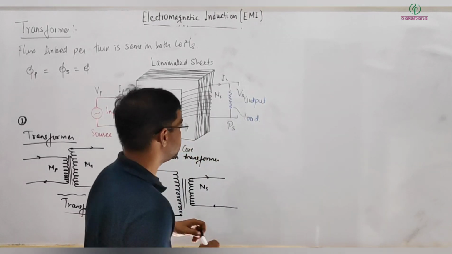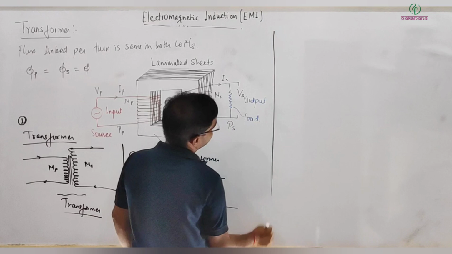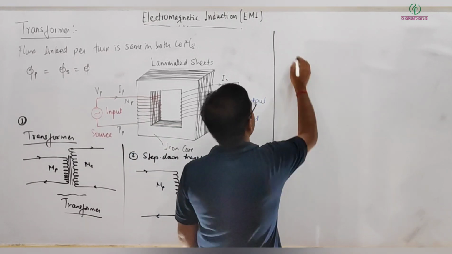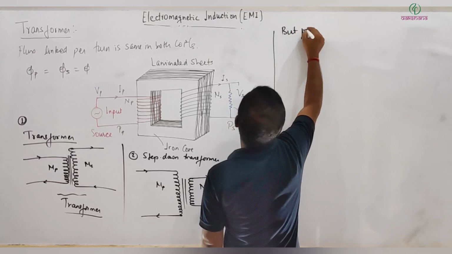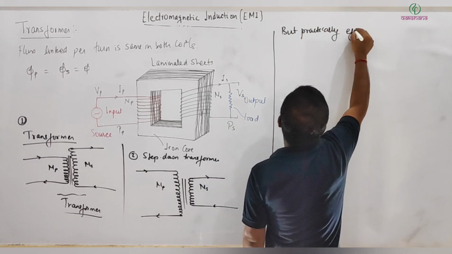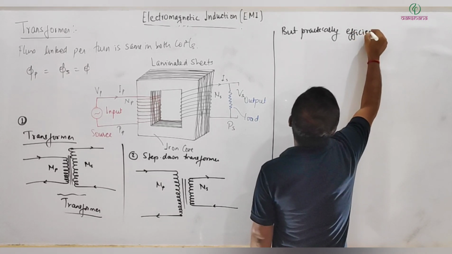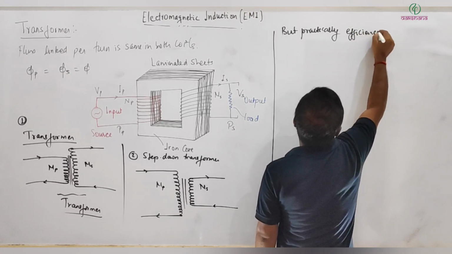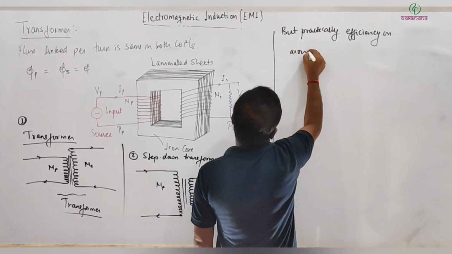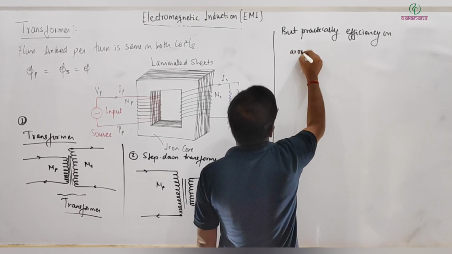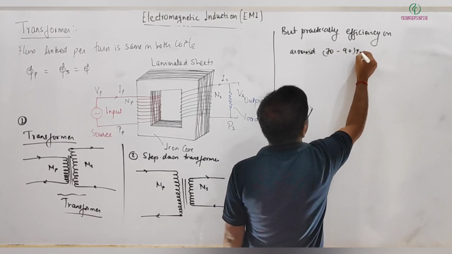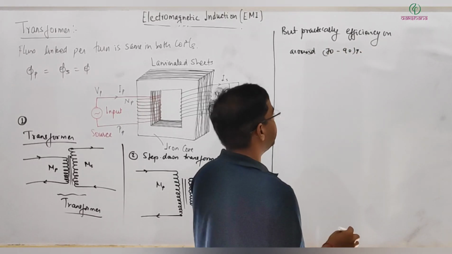Okay, so I was talking about here, ideally we can say the efficiency of the transformer is 100%, but practically the efficiency is around 70 to 90%. So in this case, how do we actually define efficiency?